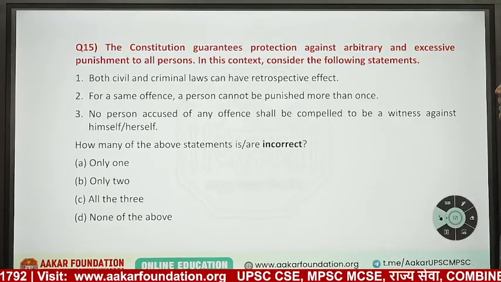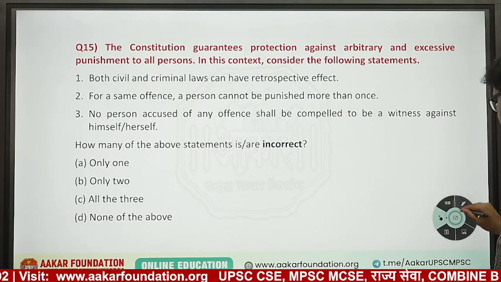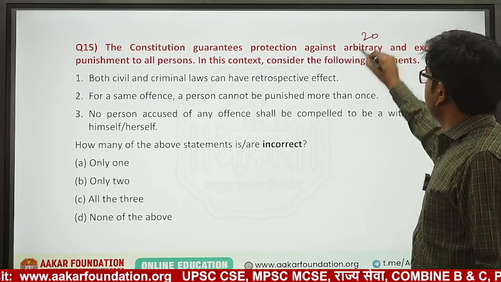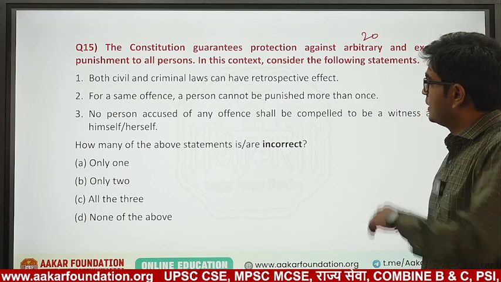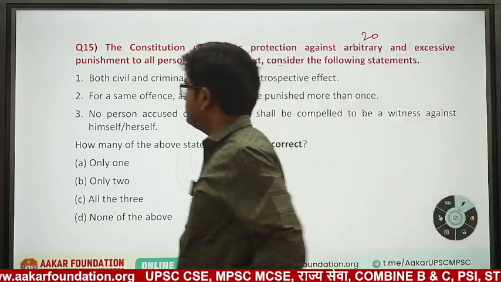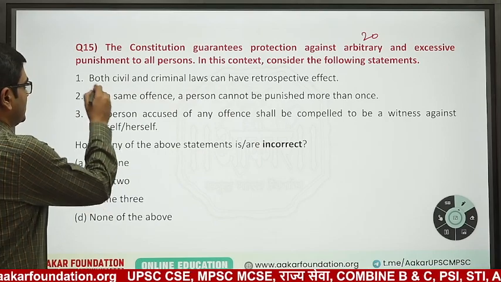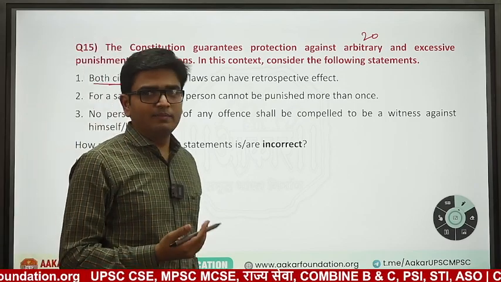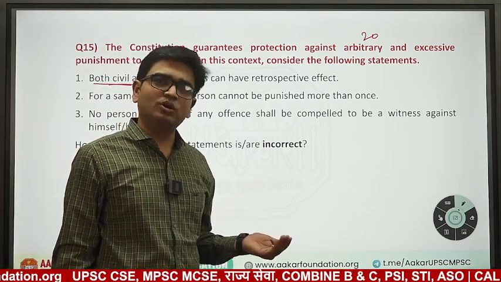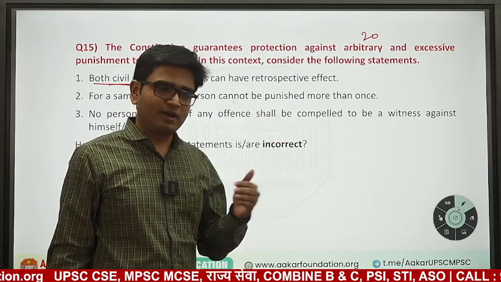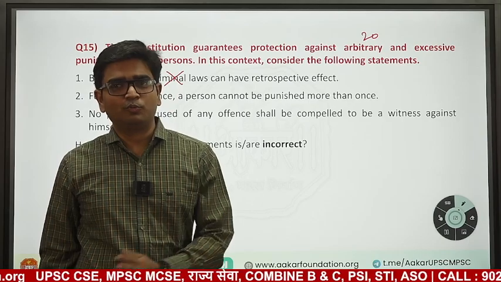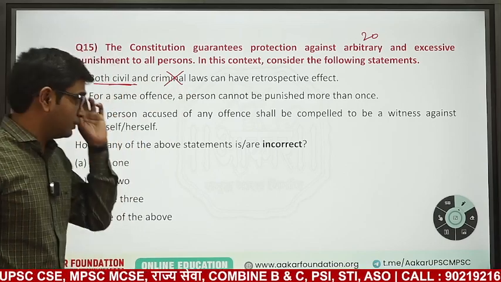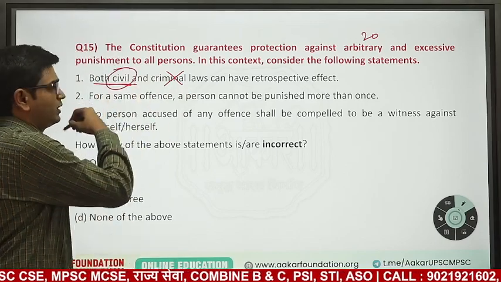Constitutional guarantee of protection against arbitrary and excessive punishment to all persons. This is regarding Article 20. Both civil and criminal laws can have retrospective effect, and I have already told you in Article 20, retrospective effect can only be applicable to civil, not criminal. Criminal laws cannot be retrospective. For example, if stealing is not a crime in 1920, and you are getting an act today to prove that stealing is a crime, you cannot punish a person far back on that law. So the retrospective effect is only for civil, not for criminal.